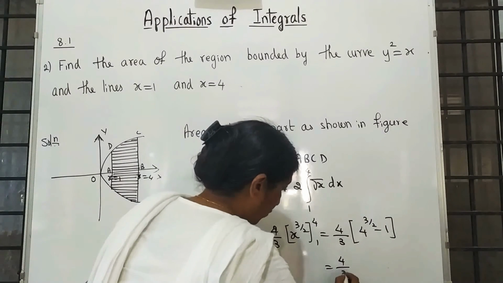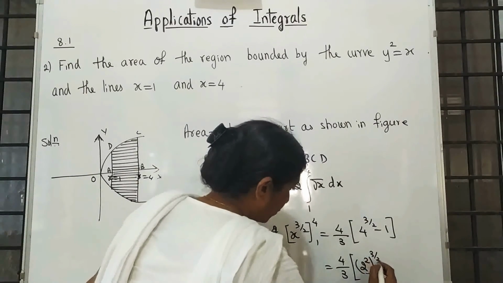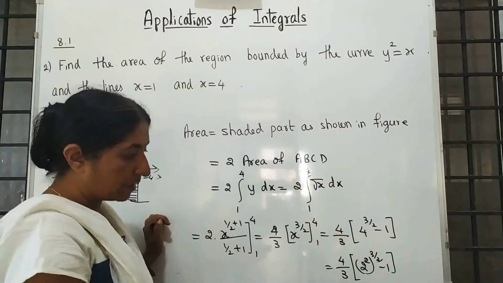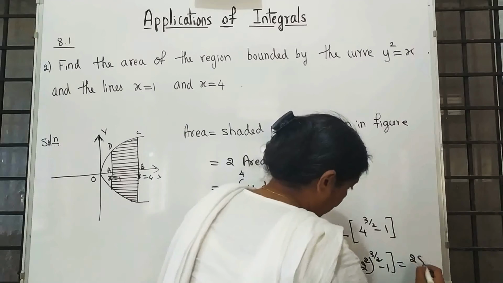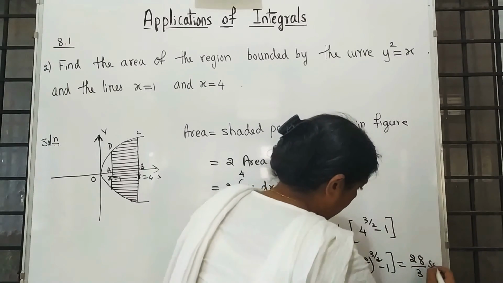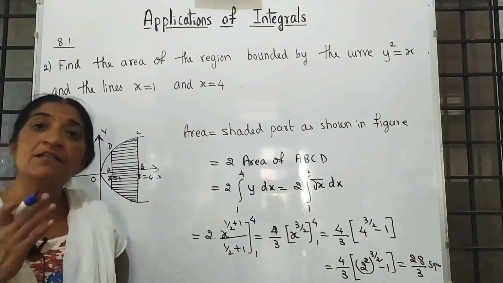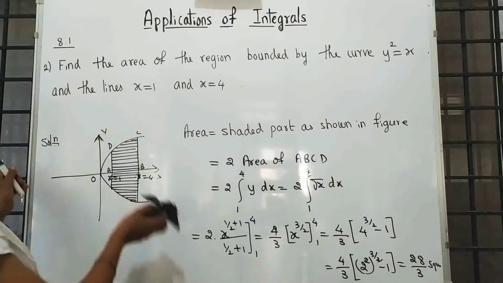This is 4 by 3. 4 is 2 square, raised to 3 by 2, minus 1. 2 cube is 8. 8 minus 1 is 7. 7 into 4 is 28 by 3 square units. Understood? If the x-axis and the first quadrant are not mentioned, how to solve? Moving to the next question.